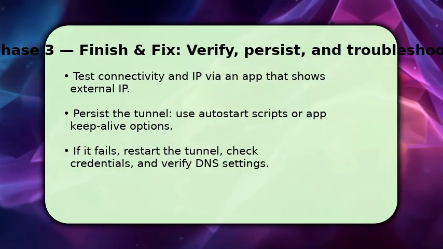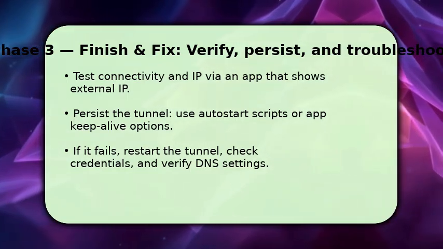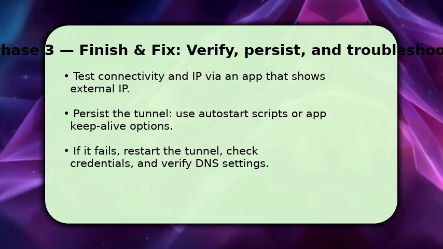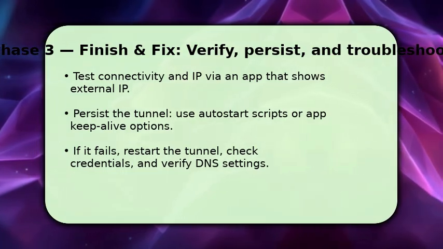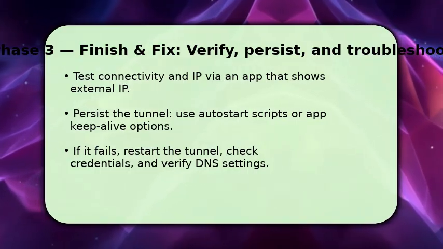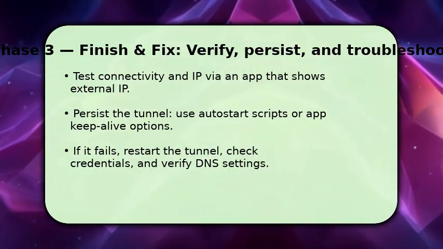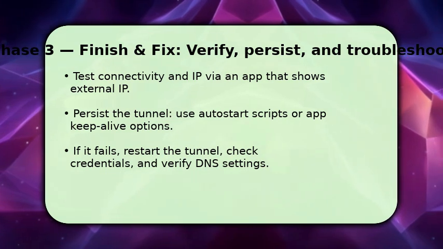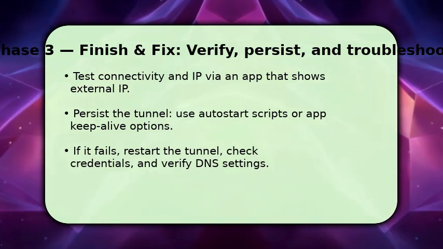If something goes wrong, restart the tunnel first, then check server credentials and firewall rules on the host. Make sure DNS is set inside the proxy to avoid leaks. One key tip: if apps ignore the proxy, enable per-app proxy or use a VPN-based routing solution.